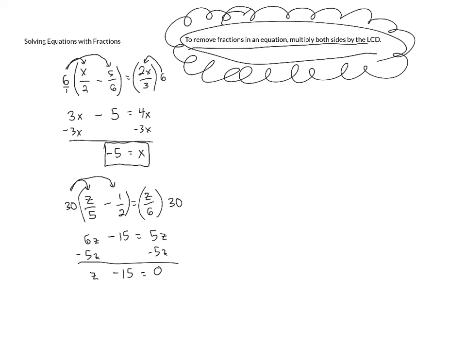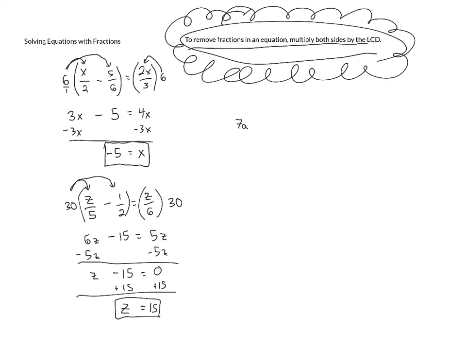Now, we need to get z alone. We can add 15 to both sides. That gets z alone on the left. On the right, 0 plus 15 is 15. And we have our answer, z equals 15. We're going to do one more example now.